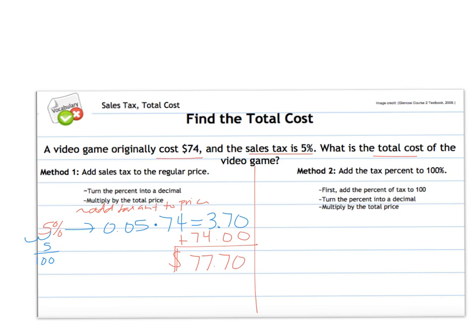Another way to do this is to add the tax percent to 100%. Because when you're going to the store, you are expected to pay 100% of the cost of the item, unless there's a discount, which we'll learn about later. So if it's 100%, I'm expected to pay for $74 worth of that item. So first thing I'm going to do again is take the percent and add that to 100%. So I'm expected to pay 105% of that cost because I'm paying 100% for the item and an additional 5% sales tax.